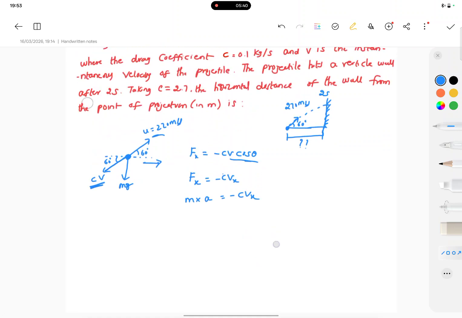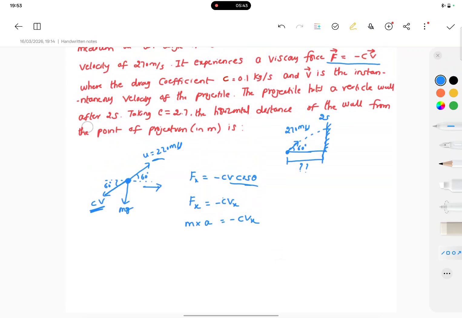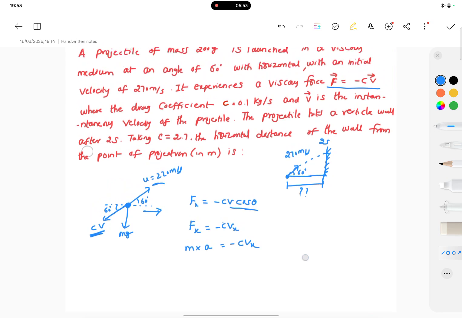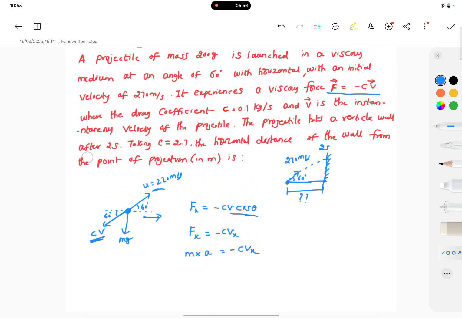Now if you observe the data anywhere, do you observe anything regarding acceleration? Observe the complete data. Can you get any data regarding acceleration? No, but we can get this force in terms of velocity. How can we get it?